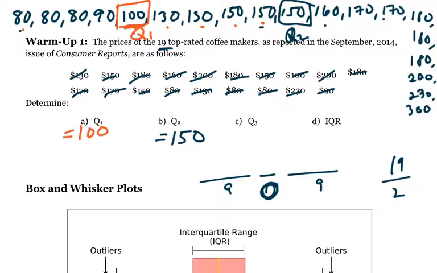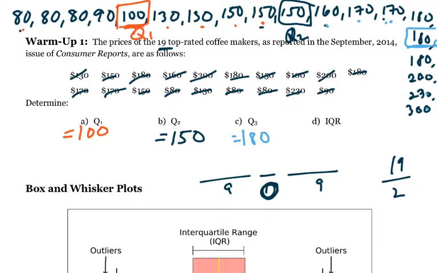100. Then we do the same thing for the upper half of the data to find the Q3. So we find there are 9 values. 9 divided by 2 is 4.5, so that's going to be our 5th value. So 1, 2, 3, 4, 5, that's 180. We're just going to check that I have 4 on both sides. 1, 2, 3, 4, 1, 2, 3, 4. So 180 is our Q3.